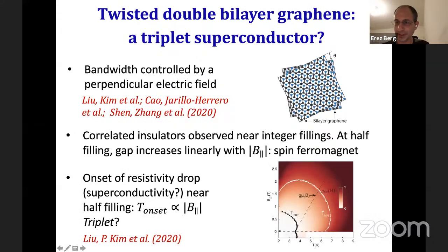Now, most interestingly, there has been a proposal by Philip Kim's group that close to half filling, if you change the density away from the correlated insulator, the system is actually a superconductor. What they see is that the resistance drops dramatically if you go away from half filling. You go away from the insulator, and the resistance drops essentially to zero as far as they can measure. Now, this claim is still controversial. It's still not entirely clear that this is what's going on.